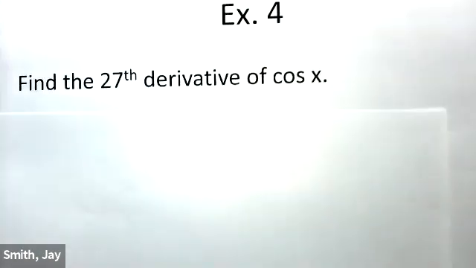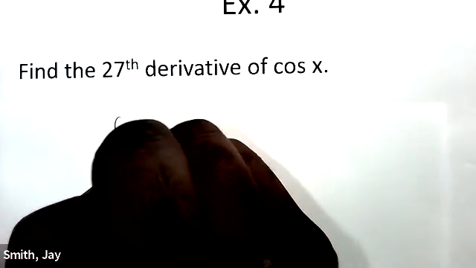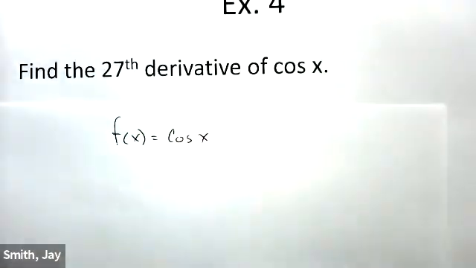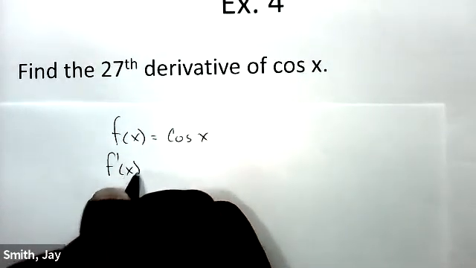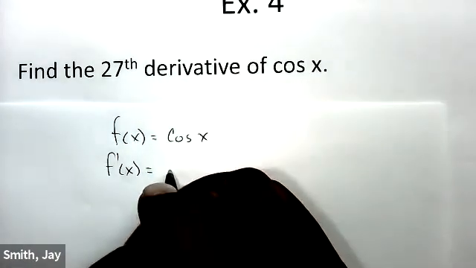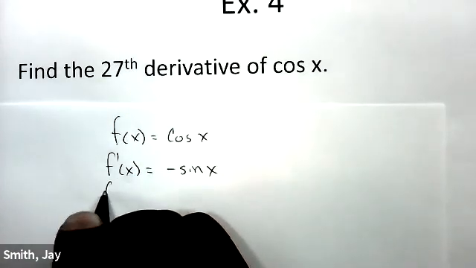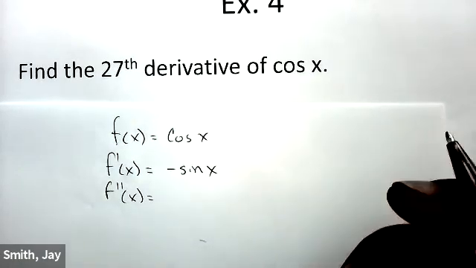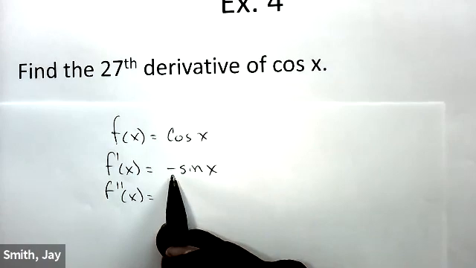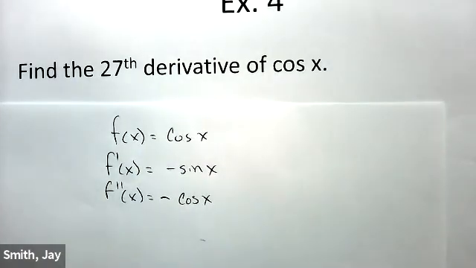All right? So what we want to do is see if we can find any relation between the derivatives themselves. So we're trying to find the 27th derivative of cosine x. We want to first start with the function cosine x itself. So the first derivative of cosine, or f prime of x, is negative sine. The second derivative, or the derivative of negative sine: the derivative of sine is cosine. So if we ignore that scalar multiplier -1 for a second, that would give me a -1 times cosine x, or the derivative of negative sine would be negative cosine.